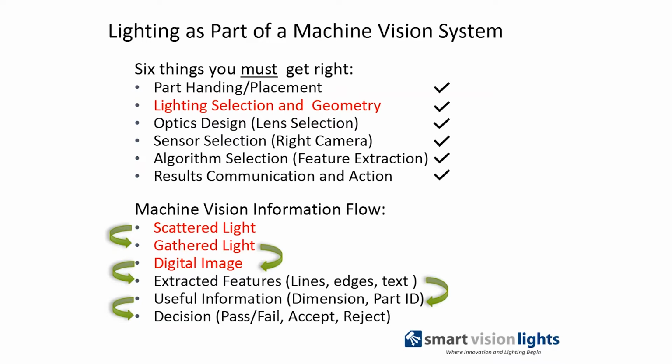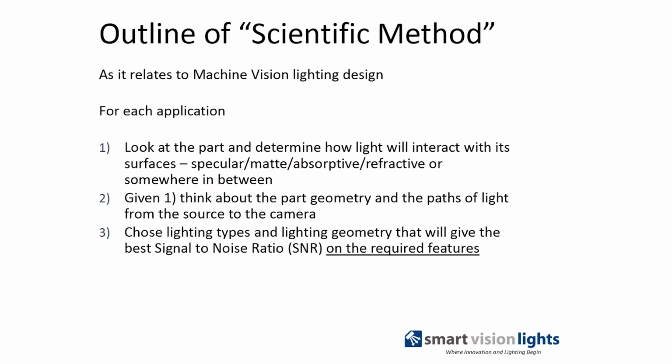So today we're going to talk about lighting selection and geometry, more specifically the bright field type of geometry with the light placement. To outline this, we're going to create kind of a scientific method for imaging. For each application, we're going to look at a part and determine how light will interact with its surfaces and what those surfaces are. Think about the part geometry, pass the light from the source to the camera, and choose lighting types and lighting geometry that will give us the best signal and noise ratio on the required features for the inspection.